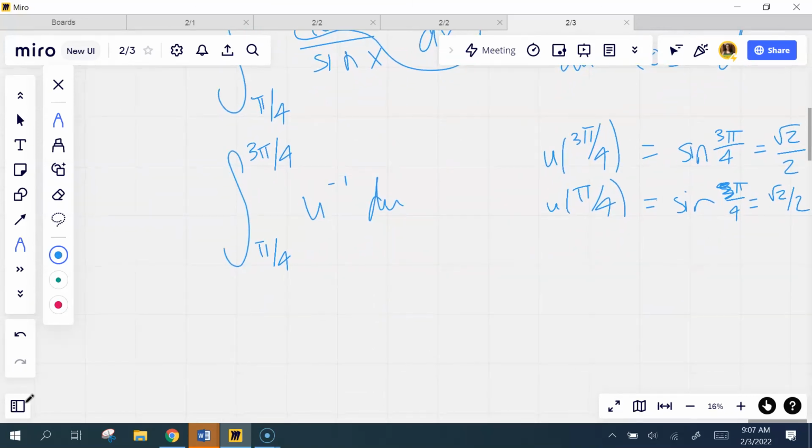And look, I don't even have to evaluate anything at this point, because that's one of those properties. The natural log of square root 2 over 2 minus the natural log of square root 2 over 2 is 0.